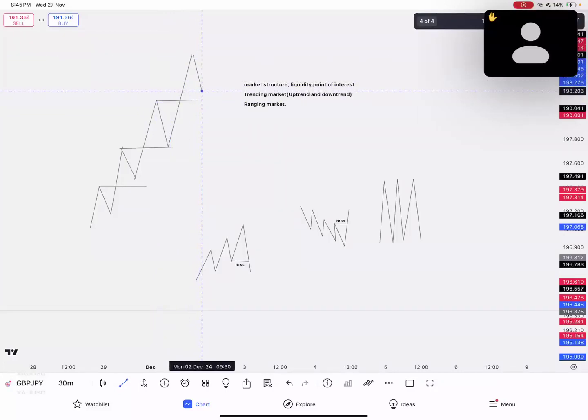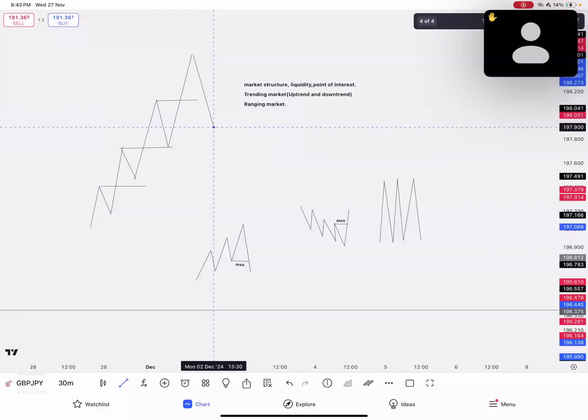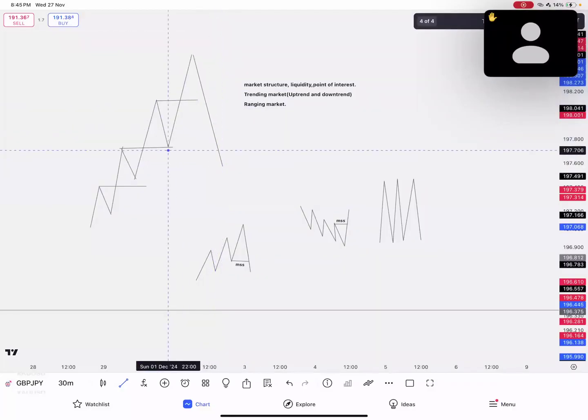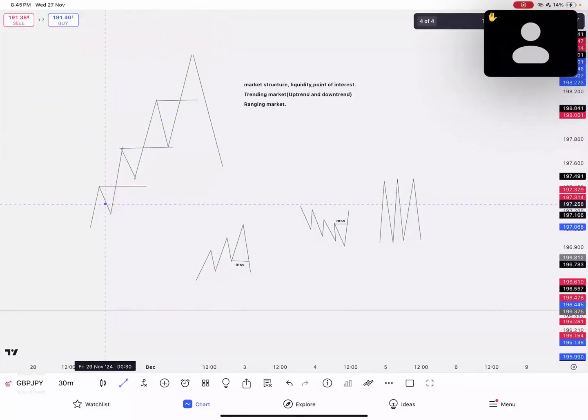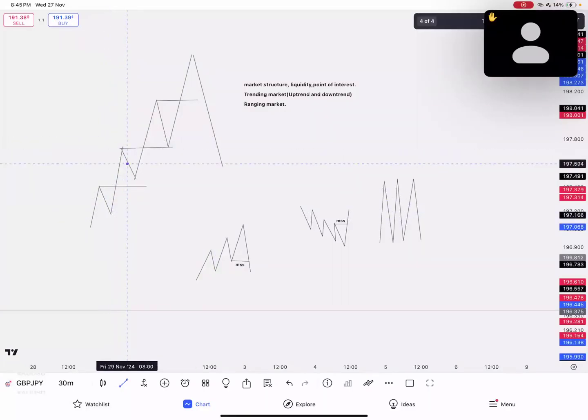But for a market structure shift to occur, let's say this was the last low. Market will now come here and then break this low. This is not a market structure shift. So for break of structure, you're taking trades in line with the current trend. So for break of structure, you take a buy here. If it pushes back, you take another buy.